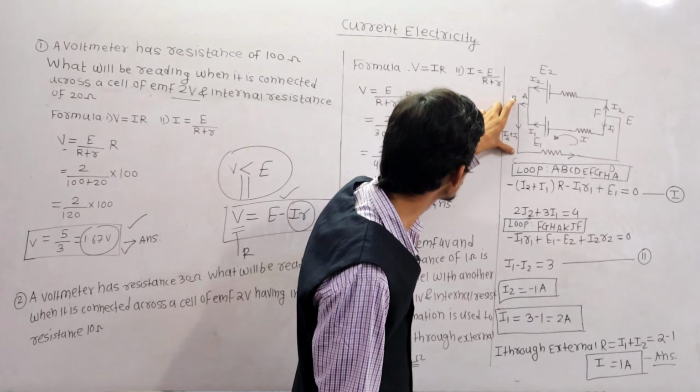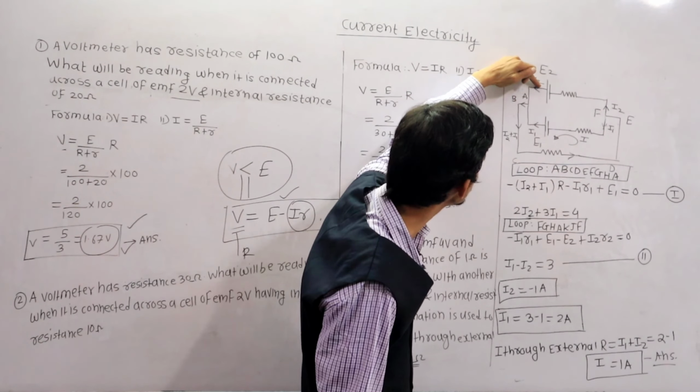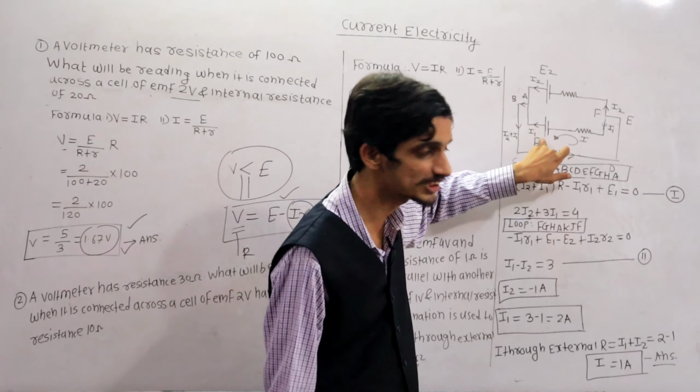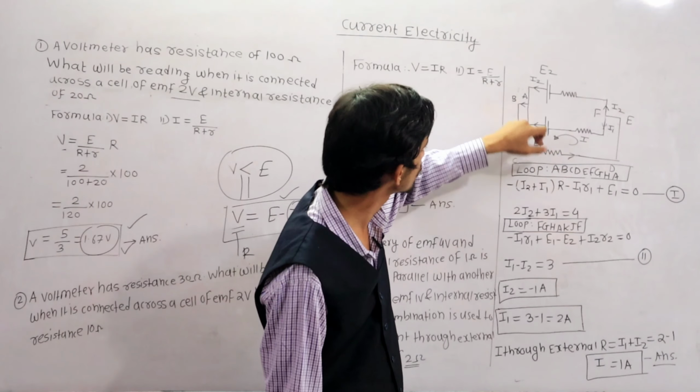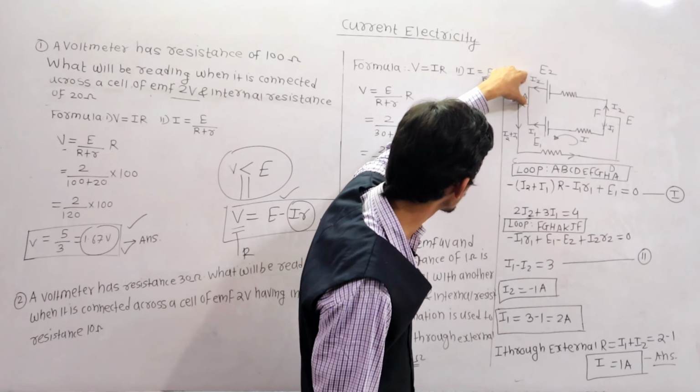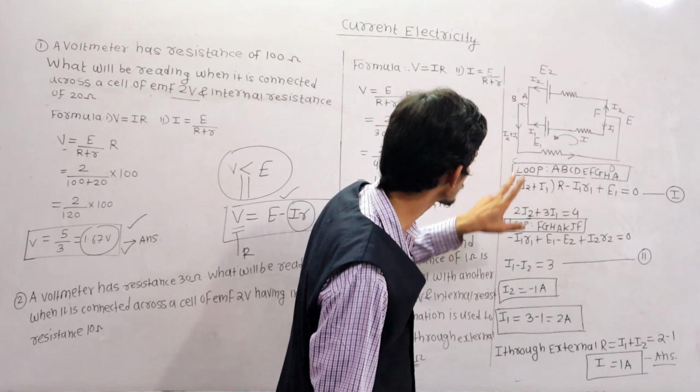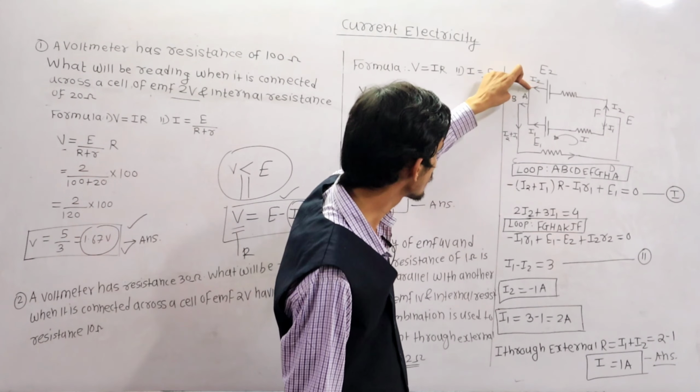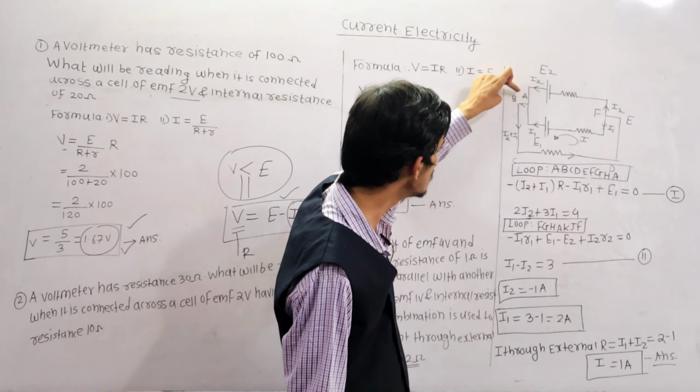The current flowing through this branch is actually I1 plus I2, because this cell is supplying the current I2 and the first cell is supplying the current I1. So the total current flowing through this branch is I1 plus I2. We are going in the direction of the current, and our tracing direction is also the same, so we have to take a minus sign, which I have already explained. So it is minus (I2 plus I1) into R, minus I1 into R1.